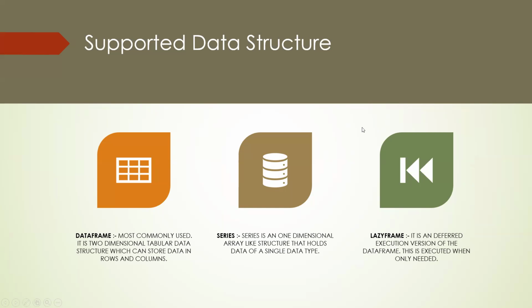The other thing is the Series. A Series is one-dimensional. It's an array-like structure that holds data of a single data type. Let's imagine we have a DataFrame. One column of that DataFrame can be considered a Series. The next thing is the LazyFrame. It's just a kind of DataFrame, but it is a deferred execution version of the DataFrame.